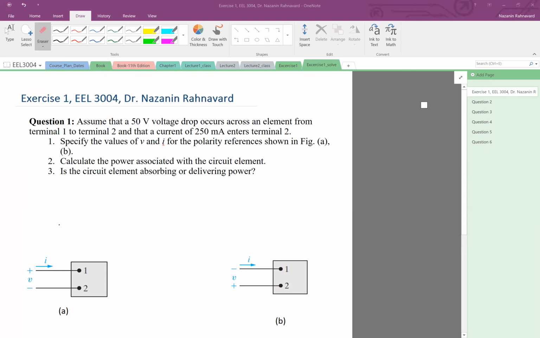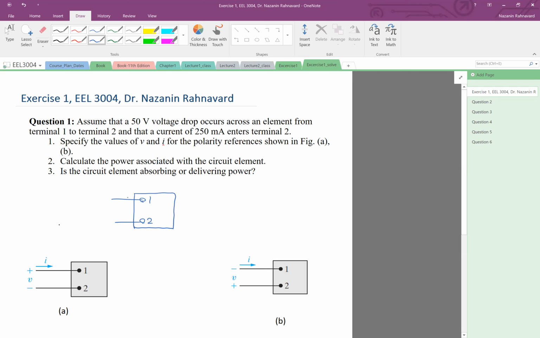Question 1. Assume that a 50-volt voltage drop occurs across an element from terminal 1 to terminal 2. So you have an element, terminal 1, terminal 2, and there's a 50-volt voltage drop.